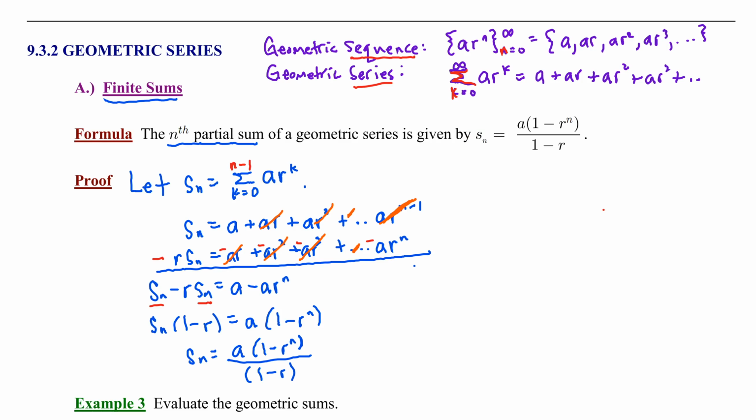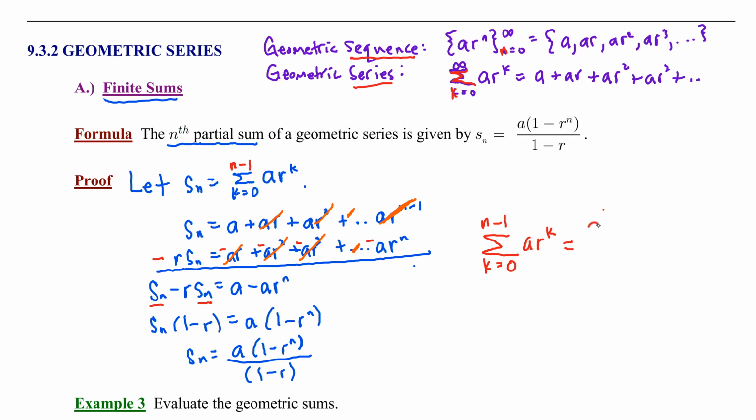However, there is one very subtle and important detail that you need to know. Recall that when we derived this formula, the lower limit of summation was 0 and the upper limit of summation was n minus 1.